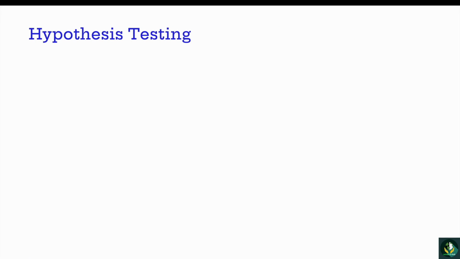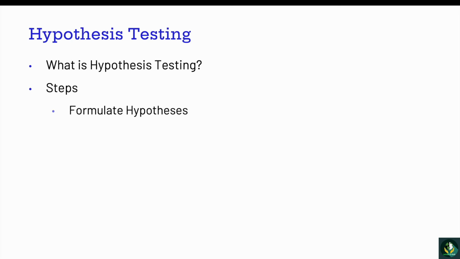Next, let's look at hypothesis testing. Now, what is hypothesis testing? It's a statistical method to determine whether a result is significant or occurred by chance. So the steps that we follow for this is, first we formulate the hypothesis. We have two different things here. One is null hypothesis and the other one is alternative hypothesis.